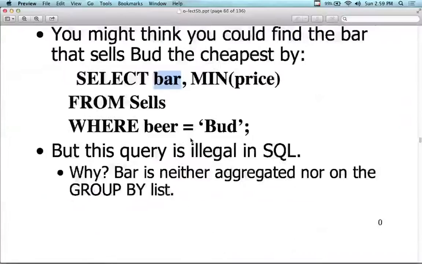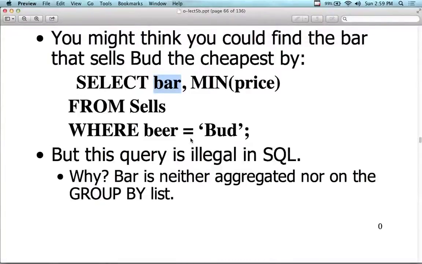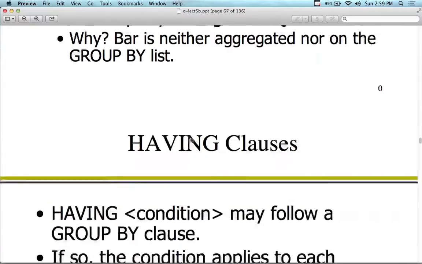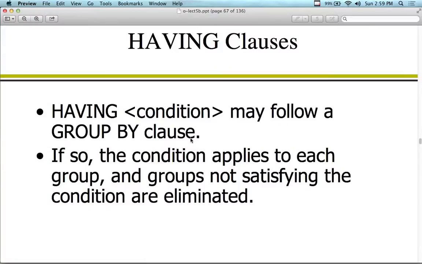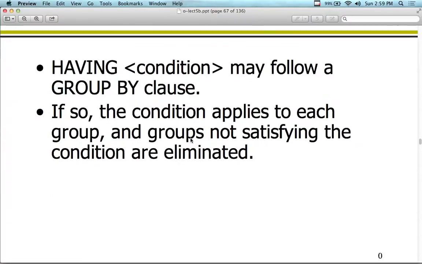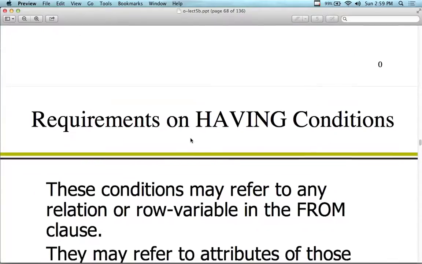We also have, and you can't use a having instead, it has to be a group, which is funny. So we have a having clause. A having condition may follow a group by clause. You can have them both together. If so, the condition applies to each group, and groups not satisfying the condition are eliminated. So, having something. Requirements of the having condition.